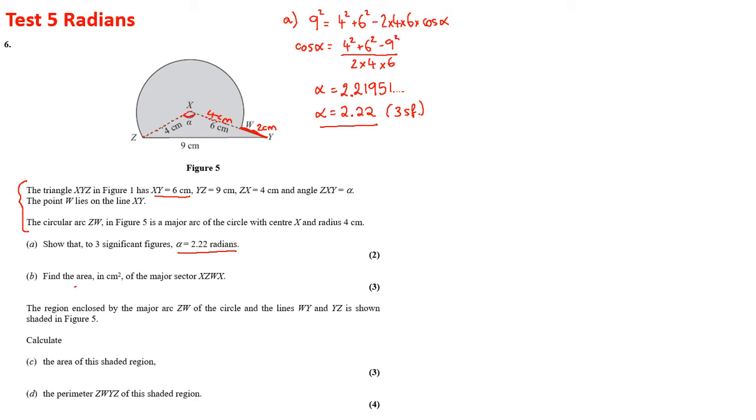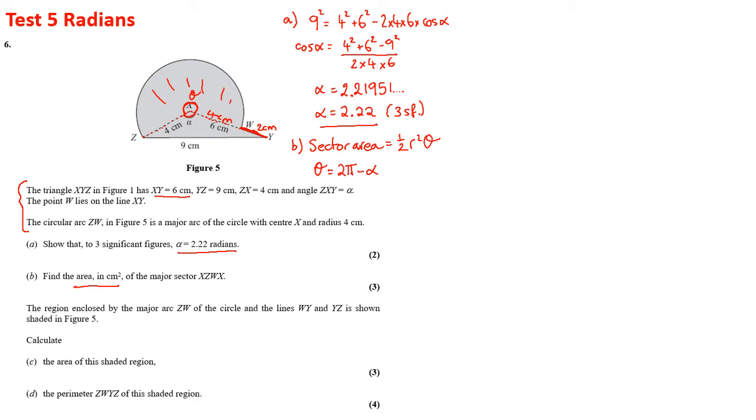Okay, next, find the area of this sector. My angle is in radians, so a half r squared theta. Now, the sector area is this major sector here, so I need this angle, the reflex angle. So it's going to be 2 pi minus alpha. I label that one theta. Theta must be 2 pi minus alpha.